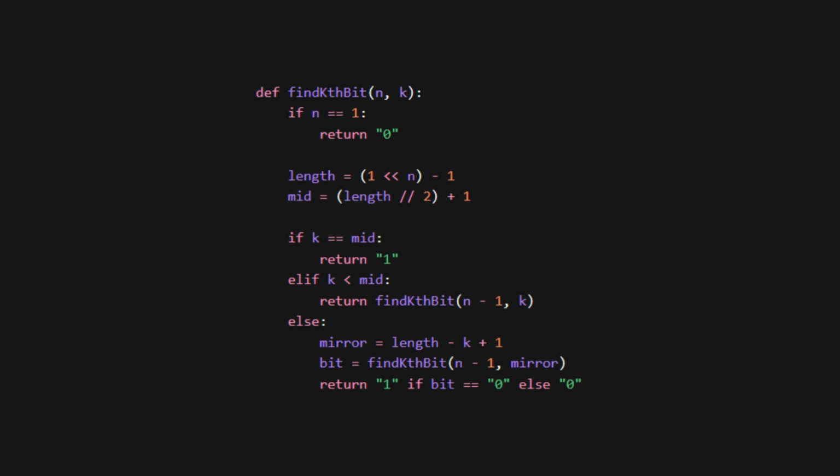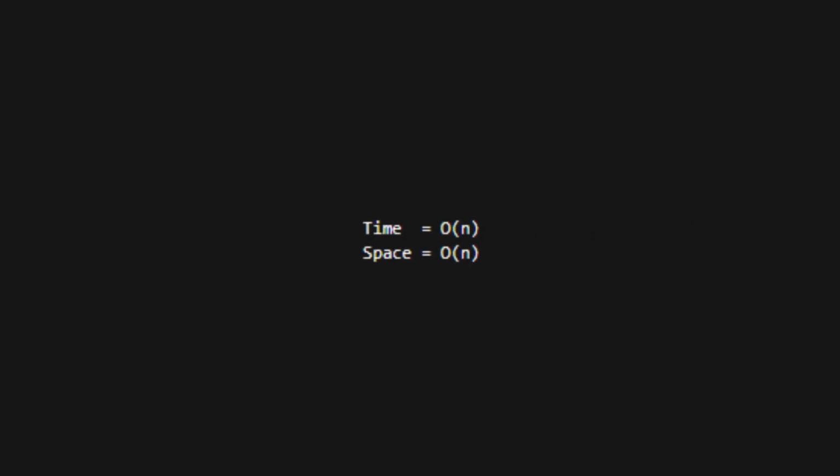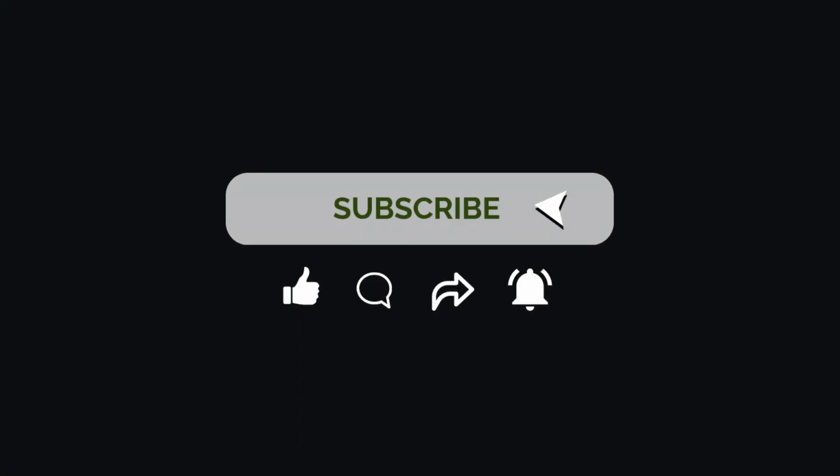If k is less than the middle, we look at the same position in the previous level, and if k is greater, we compute the mirror using length minus k plus 1. Find that bit from the previous level and flip it before returning. Thus, simple backtracking through the pattern. We reduce the level by 1 each time, so time is big O of n and recursion stack is big O of n.